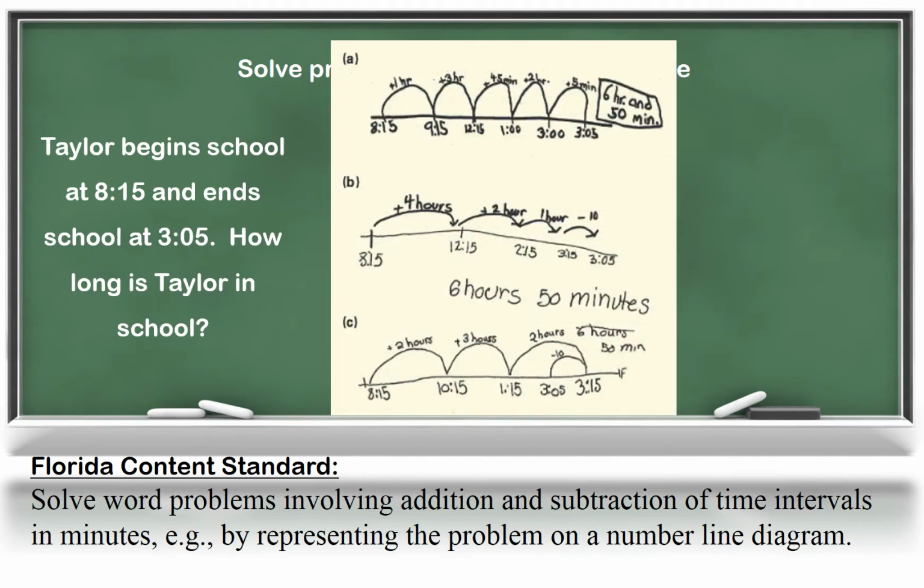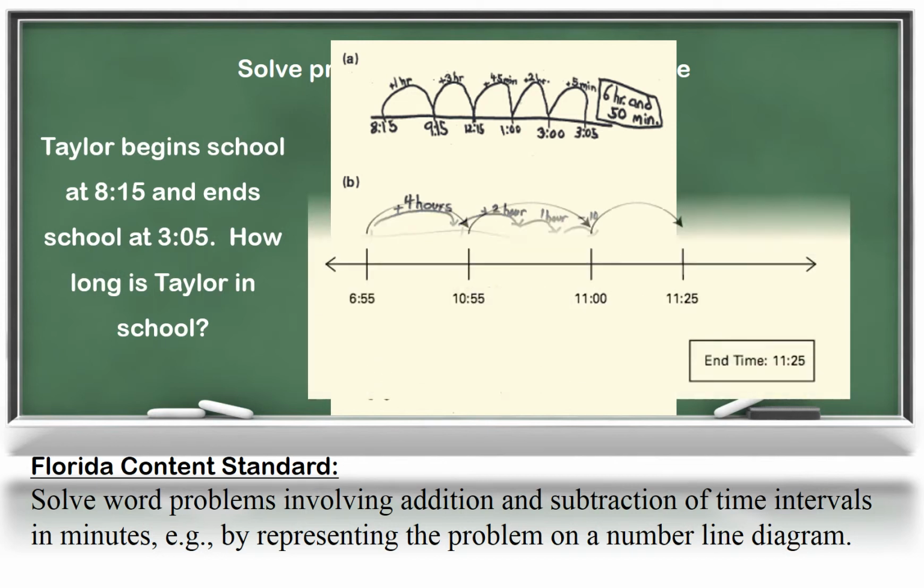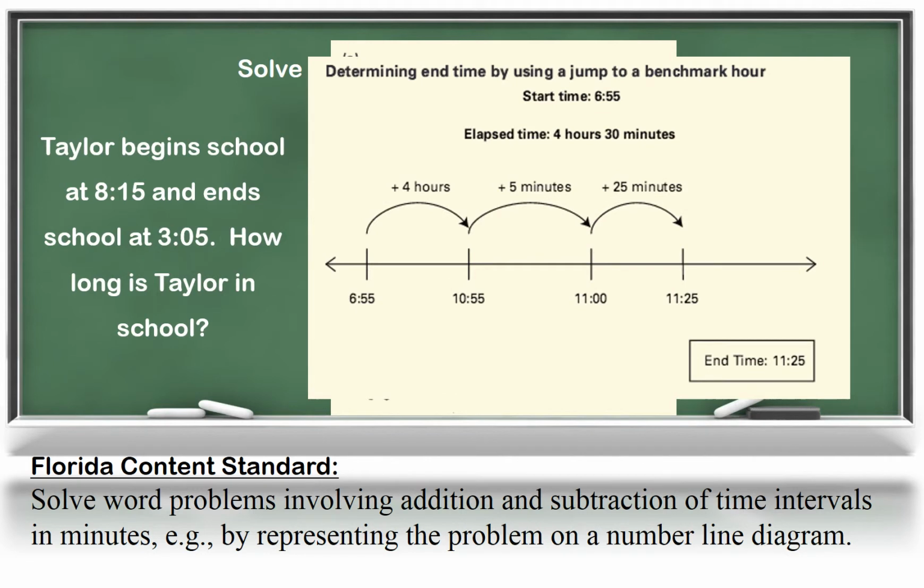Children may use a number line to count on using jumps of minutes that make sense to them. Notice how each student used different intervals to count up from 8:15 to 5 minutes past 3. And they used the number line to keep track of their count. This strategy could also be used to find an unknown end time.